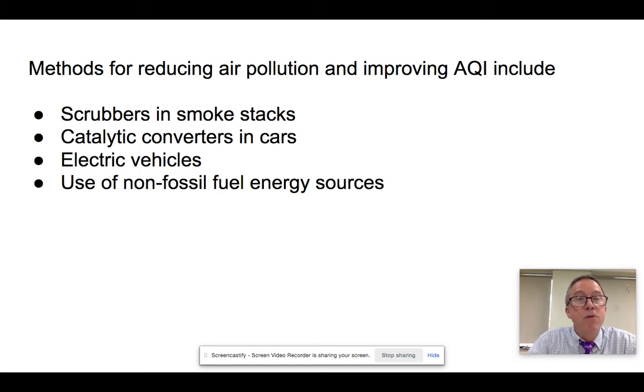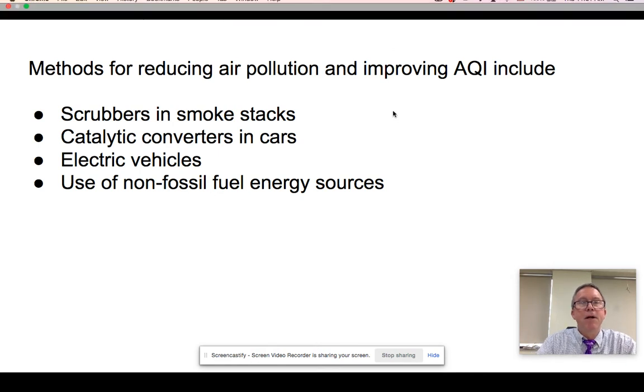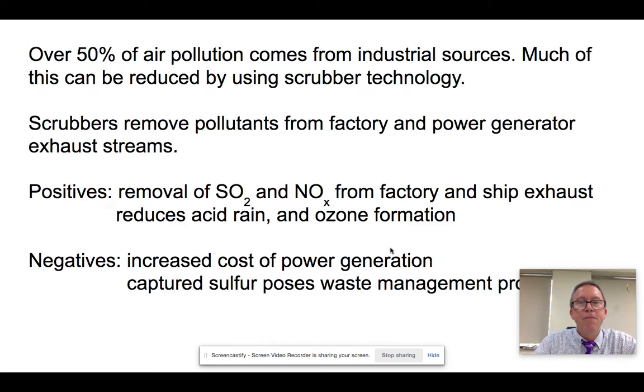The first and most important one is scrubbers in the smokestacks of factories and power plants. The second is catalytic converters in the exhaust streams of cars. Then there's electric vehicles, mostly electric cars. And then there's non-fossil fuel energy sources, which is such an important topic and so vital to human survival that it's going to be its own unit of study later in the year. So mostly we'll look at the first few things here.